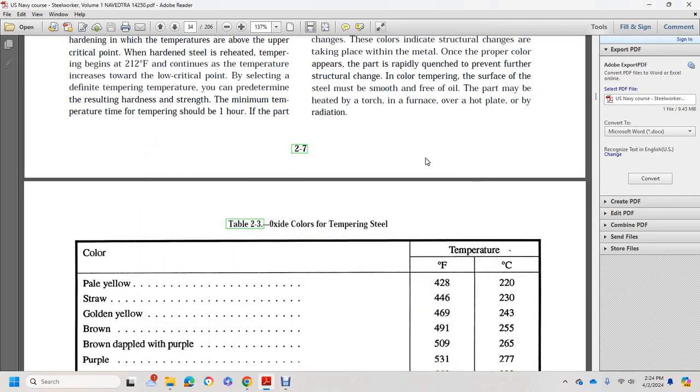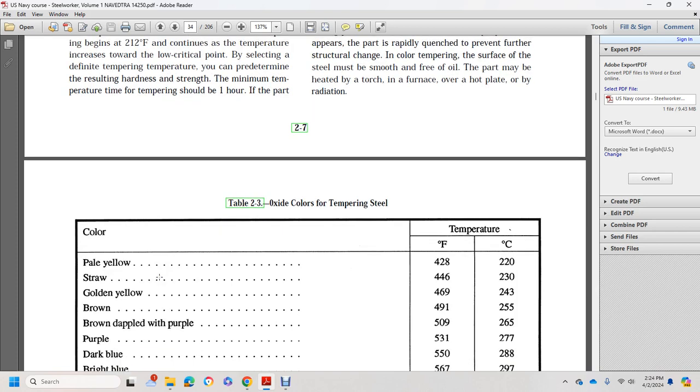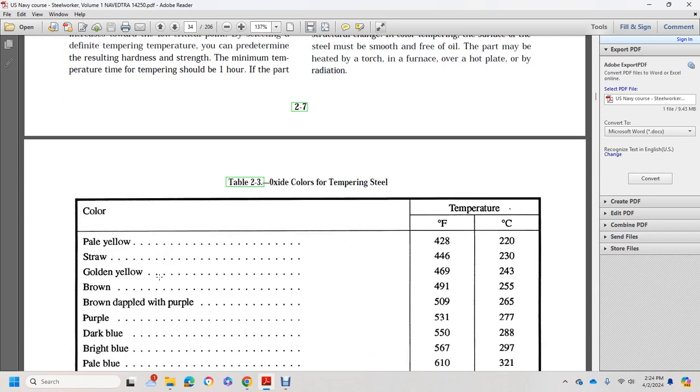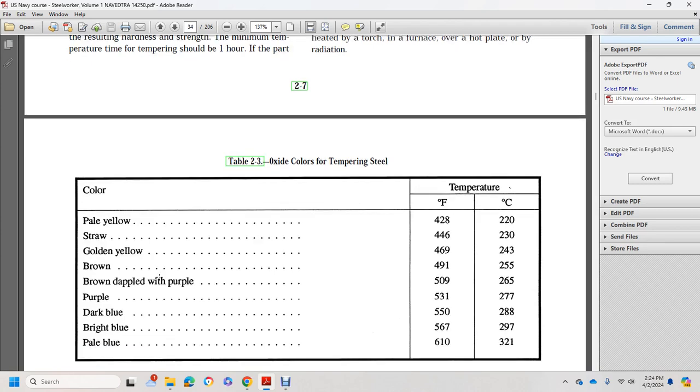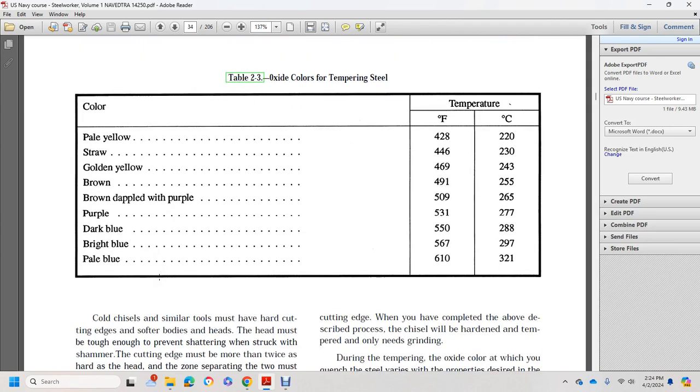Oxidizing color tempering steels, Table 2-3: pale yellow, 428 degrees Fahrenheit; straw, 446 degrees Fahrenheit; golden yellow, 469; brown, 491; brown dappled with purple, 509; purple, 531; dark blue, 550; bright blue, 567; pale blue, 610.